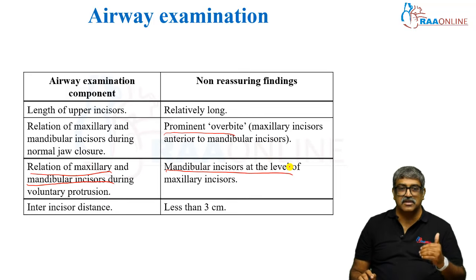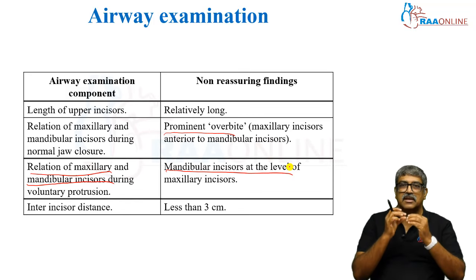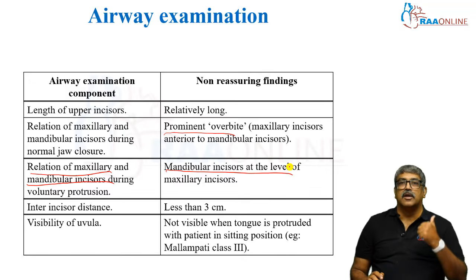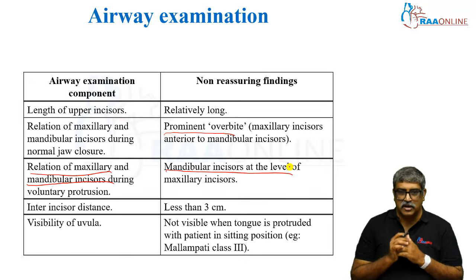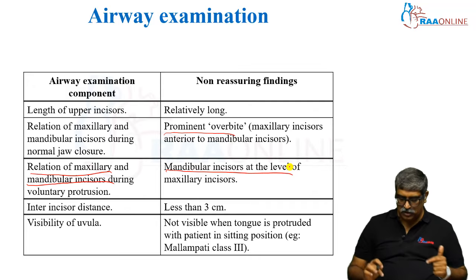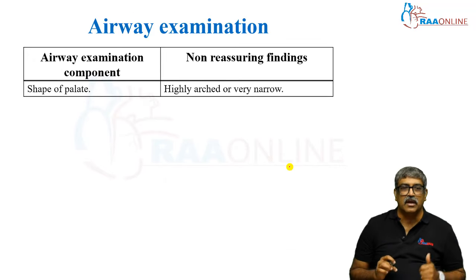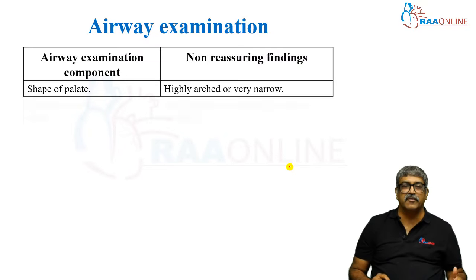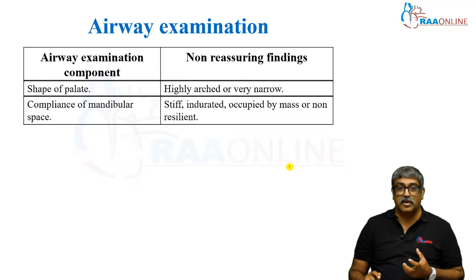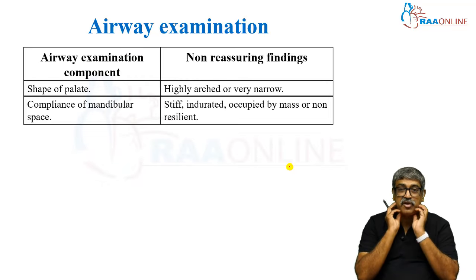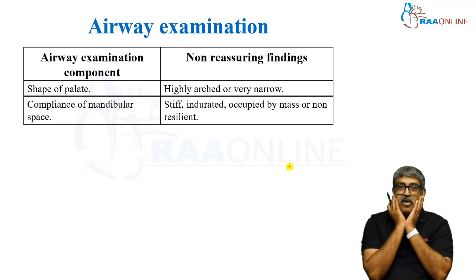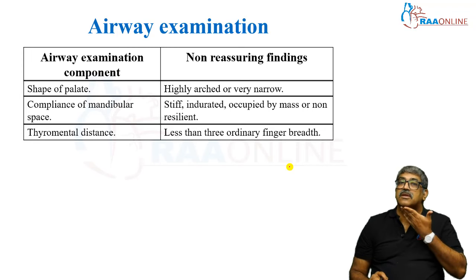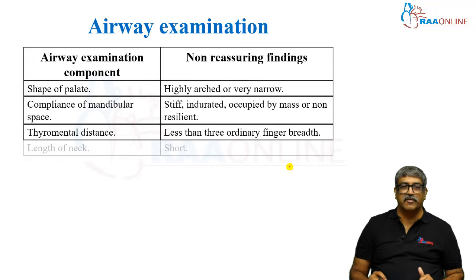Inter-incisor distance, if it is less than 3 cm, that is mouth opening less than 3 cm, is a non-reassuring finding. Visibility of uvula. If the uvula is not visible when the tongue is protruded, that is Mallampati 3 or 4, intubation is going to be difficult. Coming to shape of palate, highly arched or very narrow, it is going to be difficult airway. Compliance of the mandibular space. If the mandibular space is stiff, indurated and occupied by mass or non-resilient, your airway management is difficult. Thyromental distance less than 3 finger breadth is a non-reassuring finding.